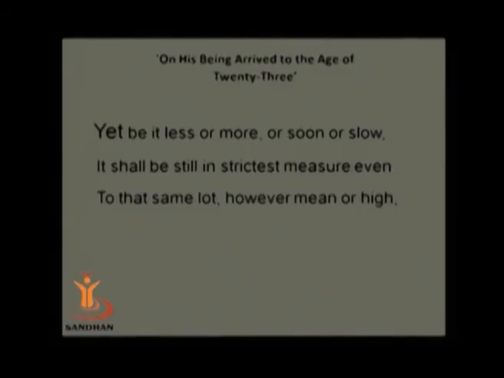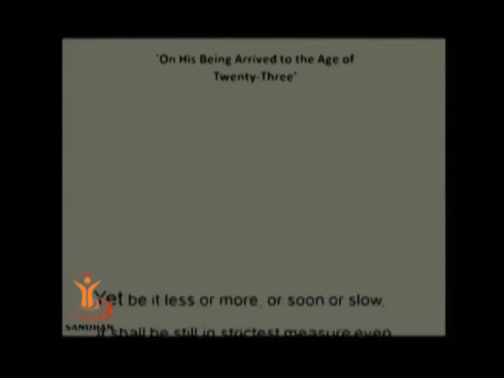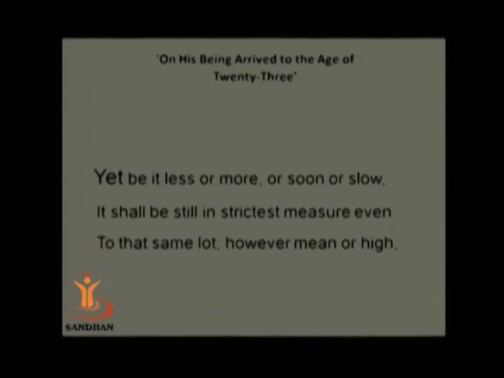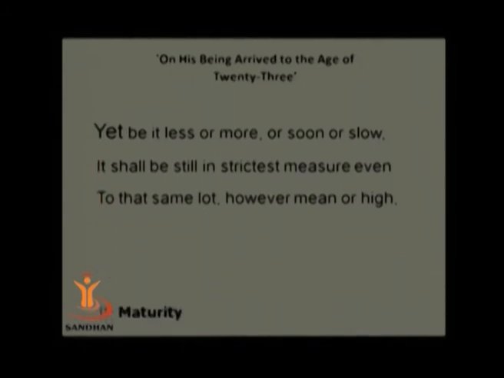Here you find the turn from the thought that was being expressed in the first 8 lines, and here you find that there is a turn where he stops lamenting and he thinks that though he may not have achieved the maturity as his friends have achieved, probably he might have achieved less, or probably maturity might come slow to him, but it shall be still in strictest measure even. But still it should be in the strictest measure or strictest standards, to that same lot, however mean or high.